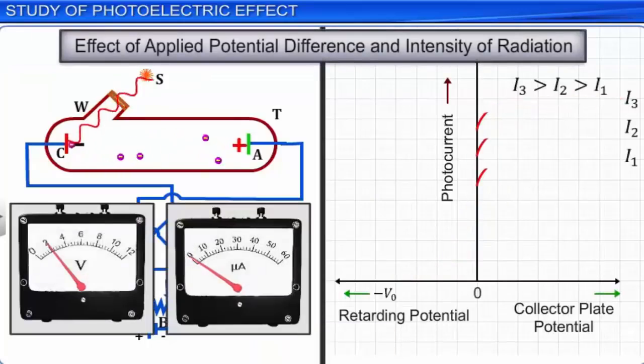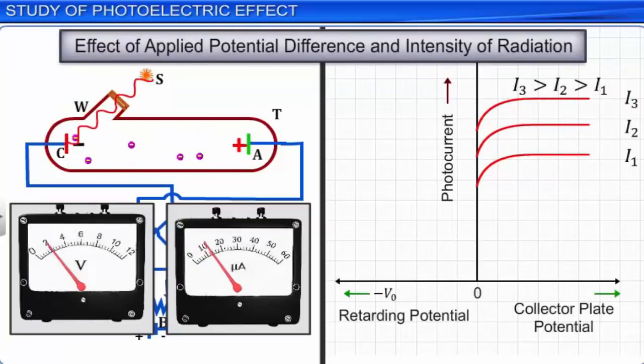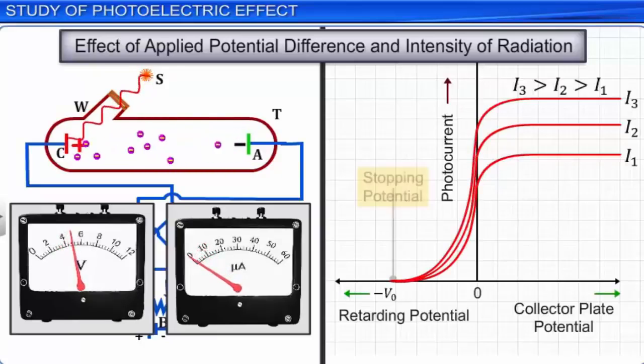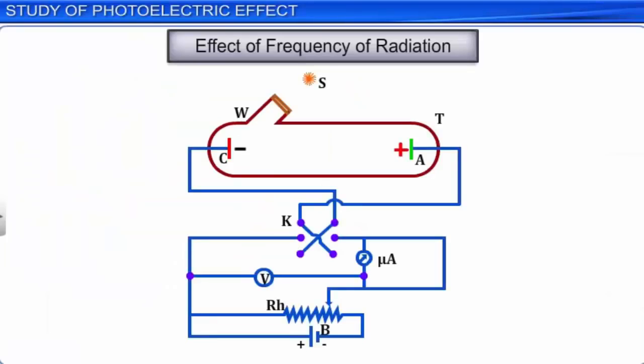For higher intensities of radiation with the same frequency, the saturation current increases. This reinforces the fact that the number of photoelectrons emitted increases with the intensity of the incident radiation. However, the stopping potential remains the same for all intensities of incident radiation of the same frequency. This proves that for a given frequency of incident radiation, stopping potential is independent of its intensity. Let us now study the effect of frequency of radiation on photoelectric current and on stopping potential simultaneously.